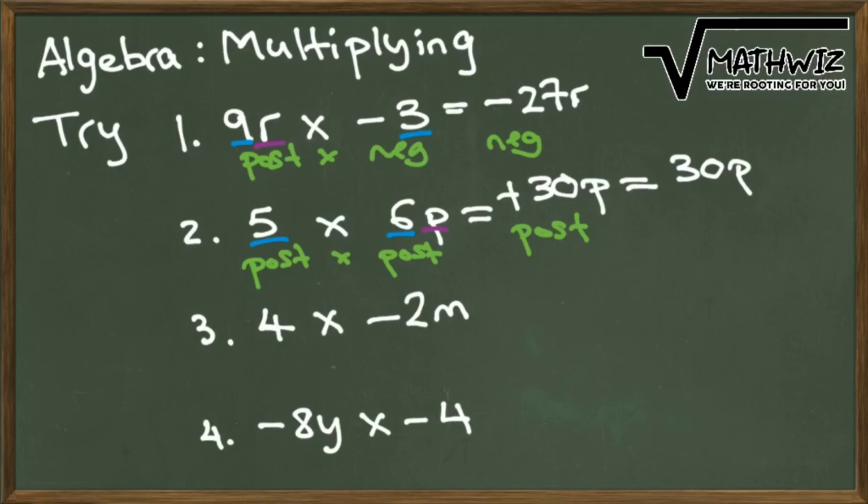Okay, for the next one, we have a positive multiplied by a negative, which is going to give a negative. We then multiply the numbers. So 4 times 2 is going to give us 8. And then we have the m by itself, so we simply write it back.